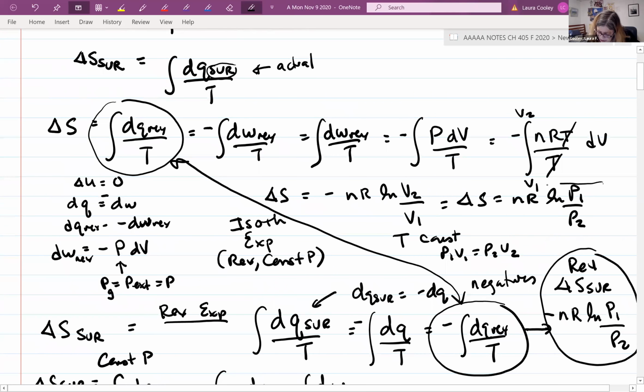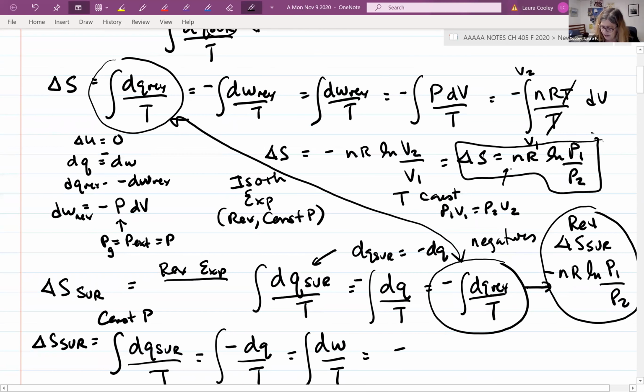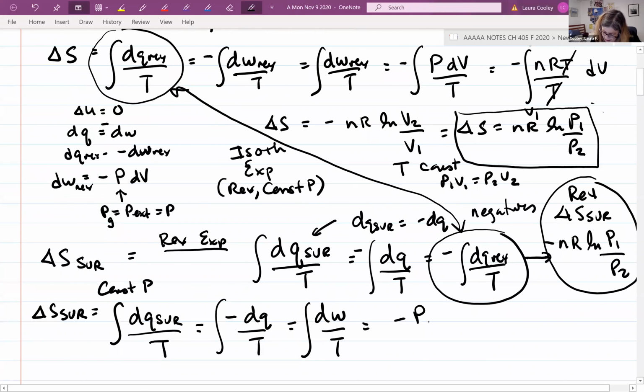Okay, yeah, I was looking at this, this is delta S. Okay, good. All right. I thought I had a negative sign over here because I was looking at the delta S sir one. But okay, I'm fine. So this is minus P external dV over T, but now this is minus P2.